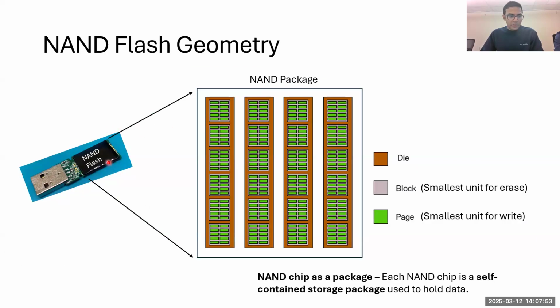And if we look at a NAND flash chip closer, it's not just a simple memory component containing an array of storage cells, as Naseem was describing before. It is a self-contained package, and it's designed to store data efficiently. So inside this NAND package, there are multiple layers of memory cells that work together to store bits of data.